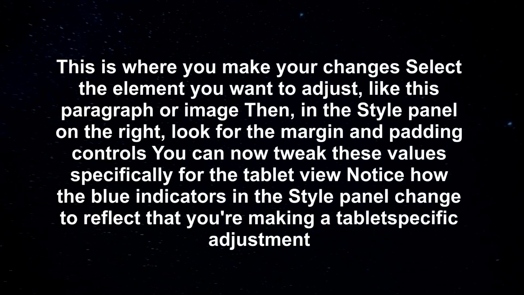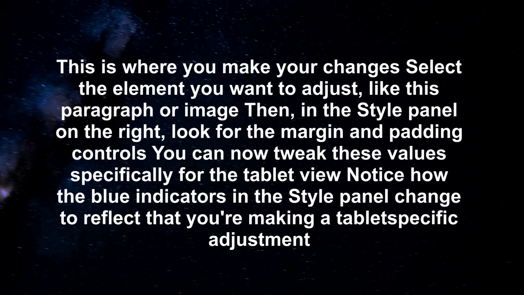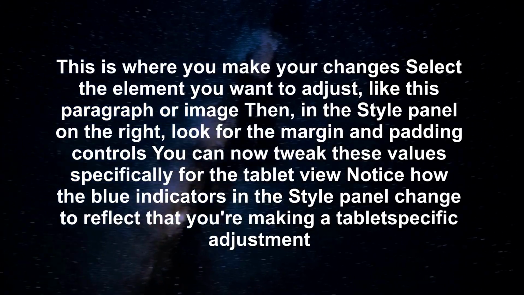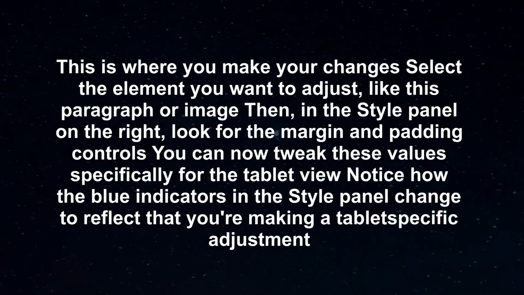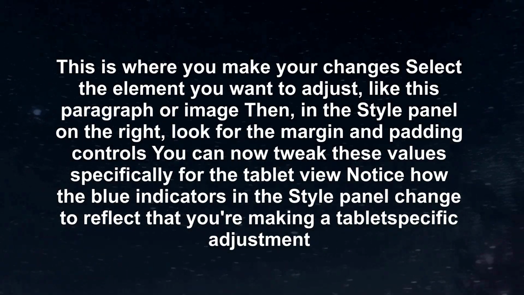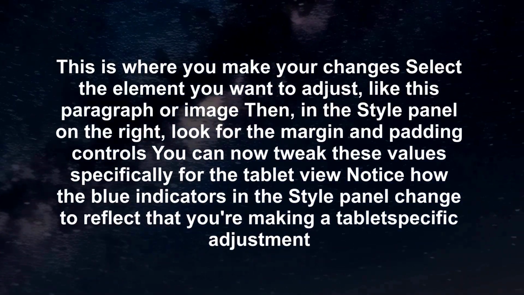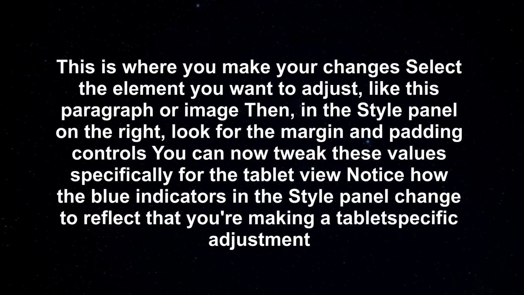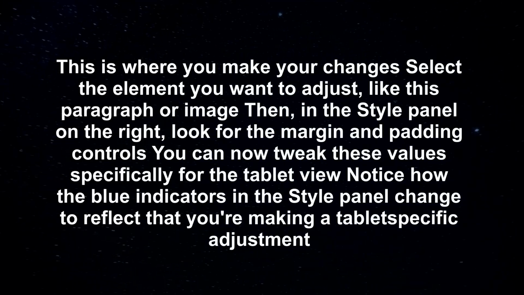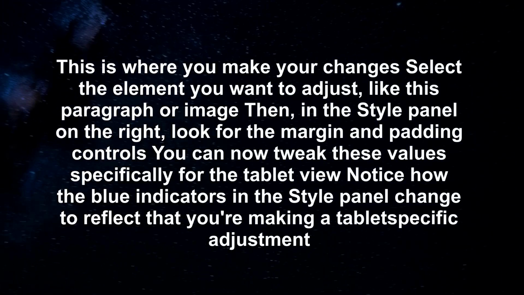Select the element you want to adjust, like this paragraph or image. Then, in the Style panel on the right, look for the margin and padding controls. You can now tweak these values specifically for the tablet view. Notice how the blue indicators in the Style panel change to reflect that you're making a tablet-specific adjustment.